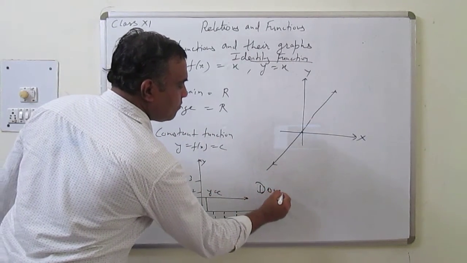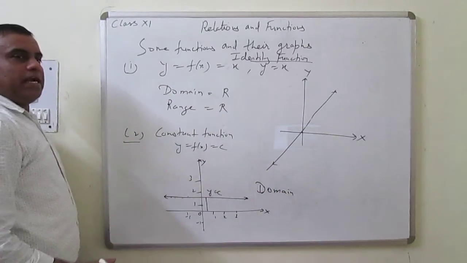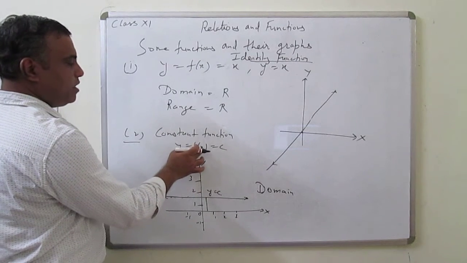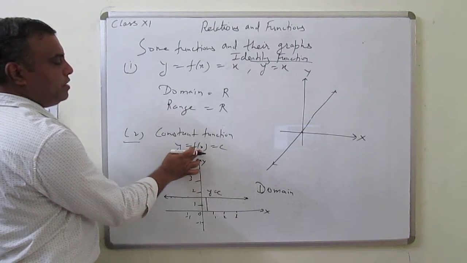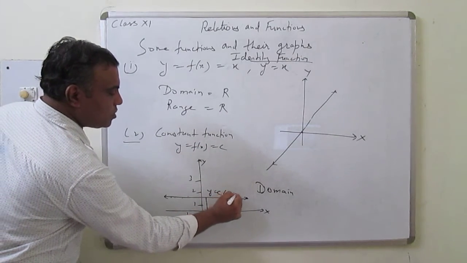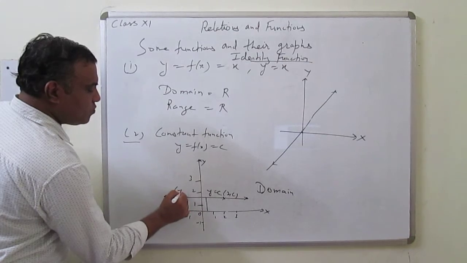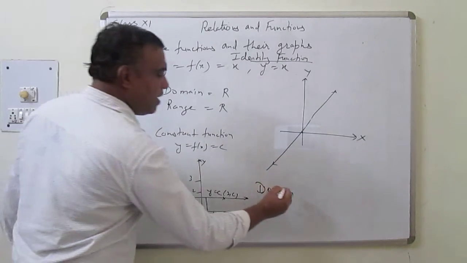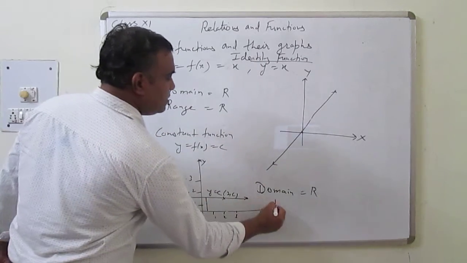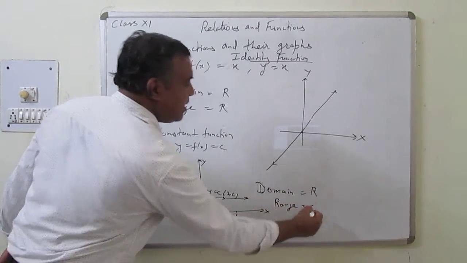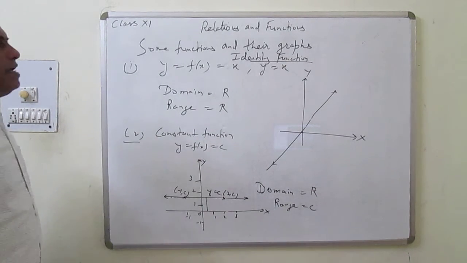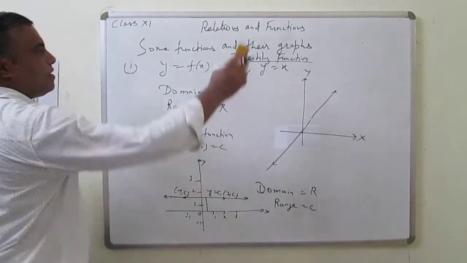So what is the domain? For what values of x is the function satisfied? Take any value of x, take 1, take 2, take any value of x, if you take 1 you still get c, if you take 2 you still get c. If I take this point, 2, c. If I take minus 1, c. So the domain is real numbers. Now what is the range? The value of y is fixed, y is constant, c.